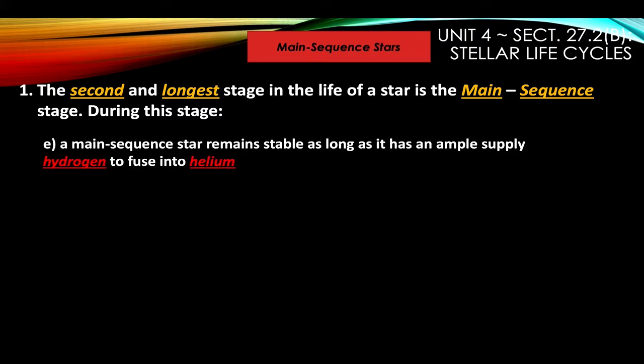So for a main sequence star to remain stable long enough, it has to have an ample supply of hydrogen to fuse together to create helium. In fact, we did not even know helium existed, because we never found it on the Earth until we saw it in the sun's spectrum.